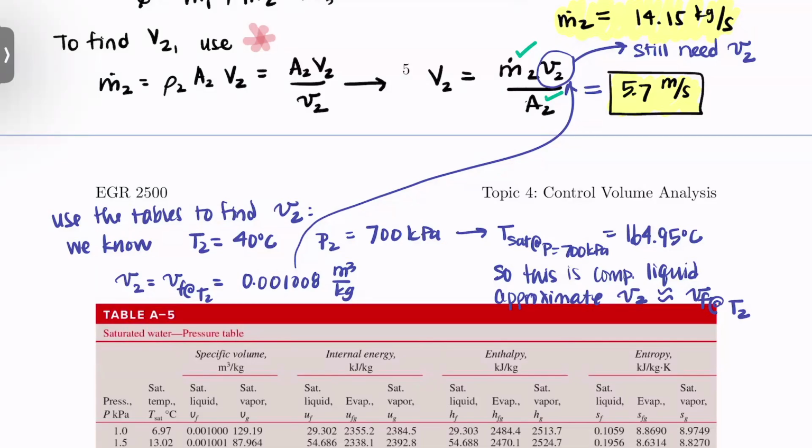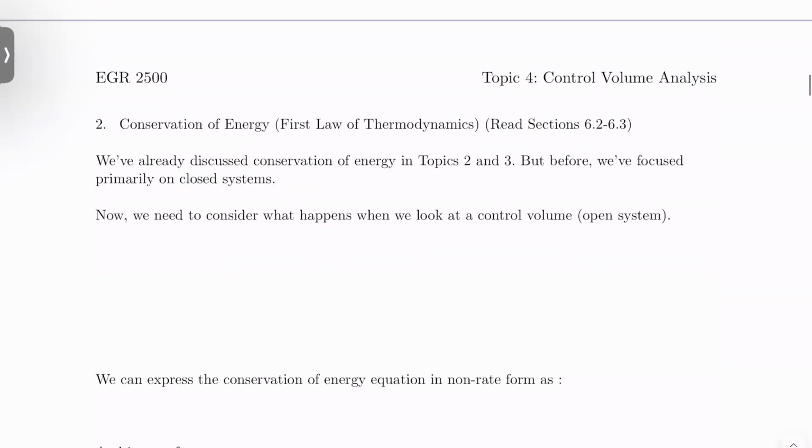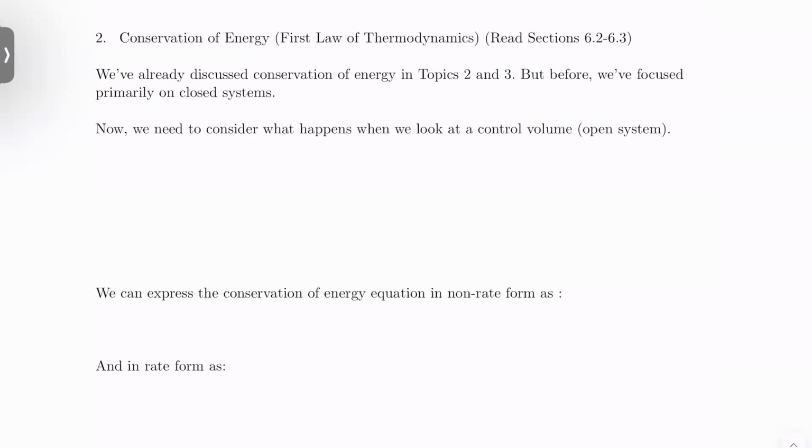In that case, now we're going to switch to talk a bit about conservation of energy. So that was conservation of mass. Now we're going to talk about conservation of energy for open systems. So in topics 2 and then kind of in topic 3 as well, we talked about conservation of energy pretty significantly, but for closed systems, right? So now that we are considering open systems where mass can flow in and out of it, we need to take another look at conservation of energy.